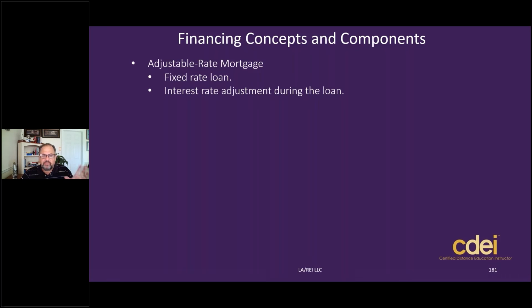There's a time and a place. But if you're going to buy a house to live in for 30 years, adjustable rate mortgages are very risky.